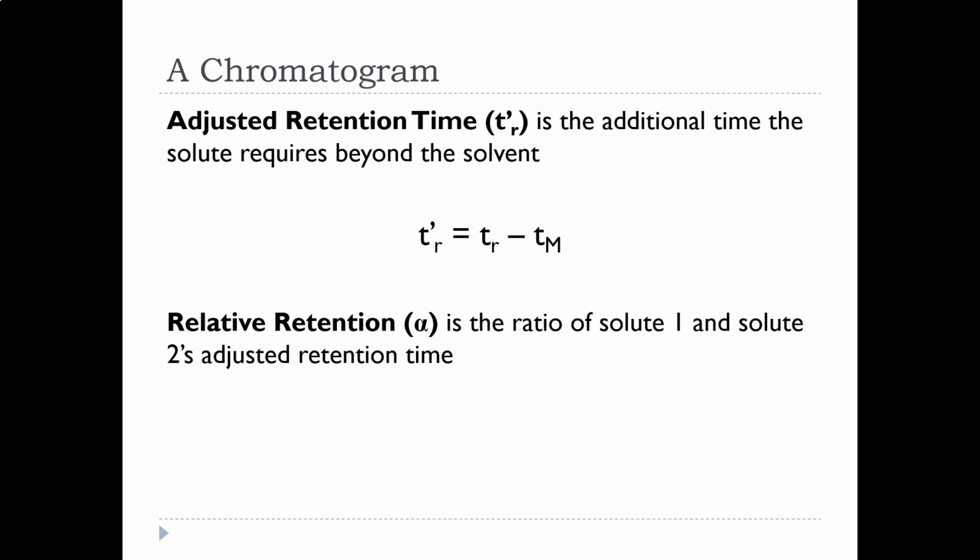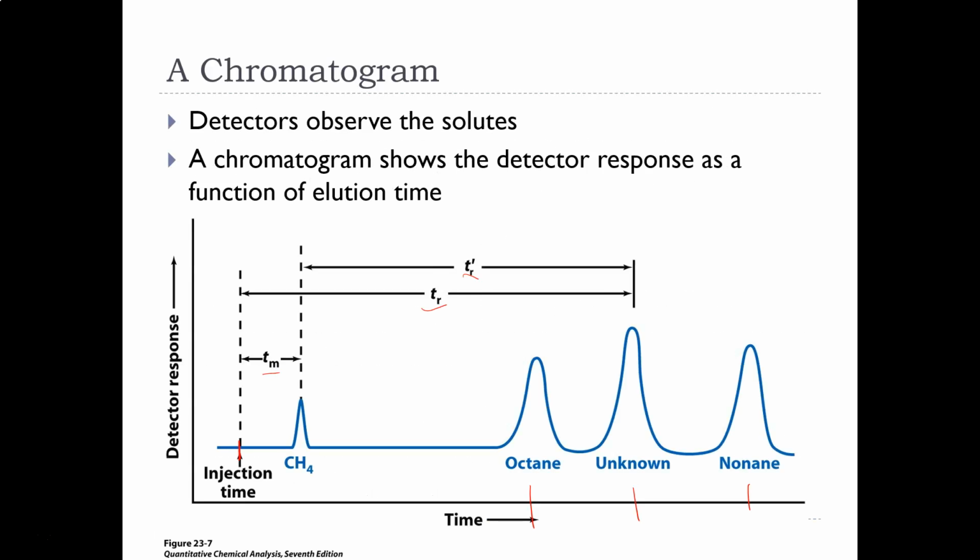Okay, so then the relative retention, which is the symbol alpha, is the ratio between, if we have 2 components in the mixture, it's just the ratio of their adjusted retention times. How many times longer does this compound take than that compound? So I want to go back to the picture.